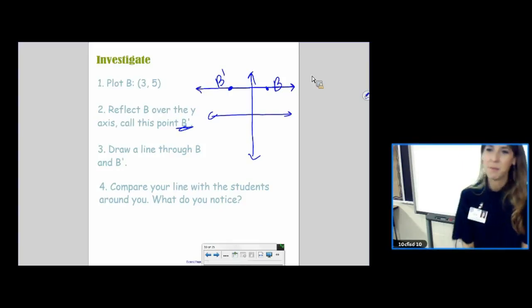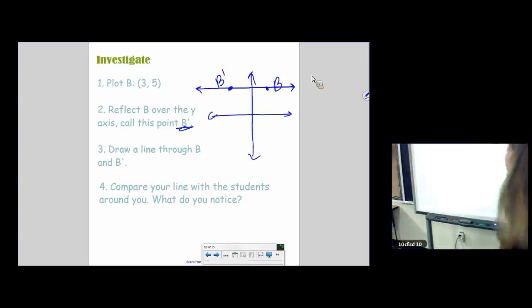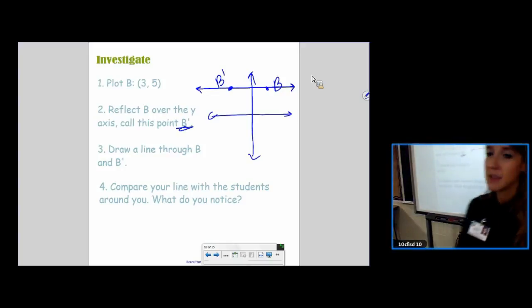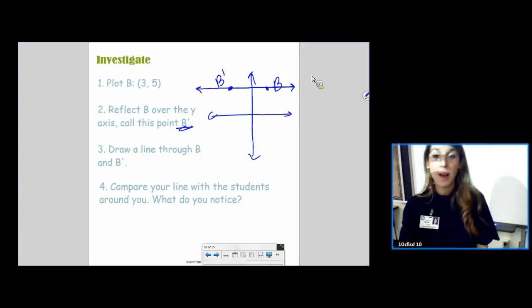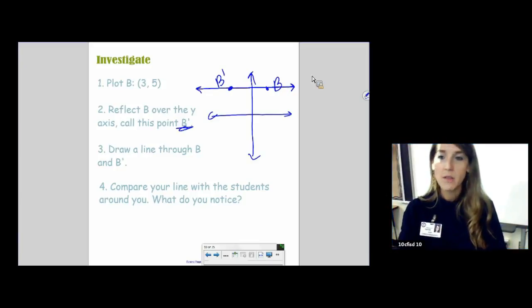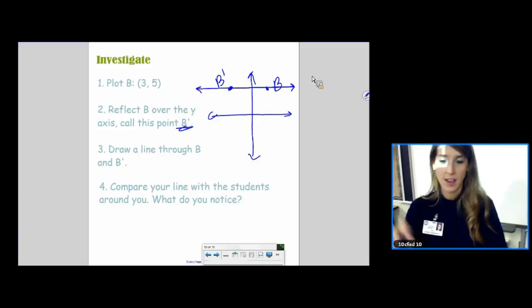Miss Stanton's line was pretty straight. Okay, compare your line to my line. Compare your line to the people around you. What do you notice about your line, my line, and their line?